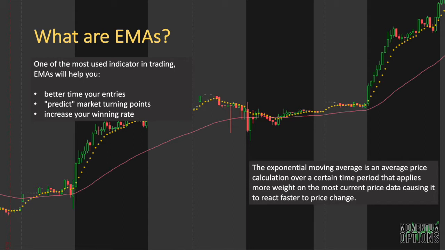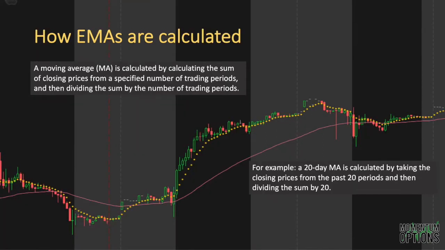So what does that mean? If we're looking at a 20-day moving average, for example, we are going to calculate the closing prices of the last 20 candles. We're going to add all those up, and then we're going to divide it by 20. And that's going to give us our average price over the last 20 bars.